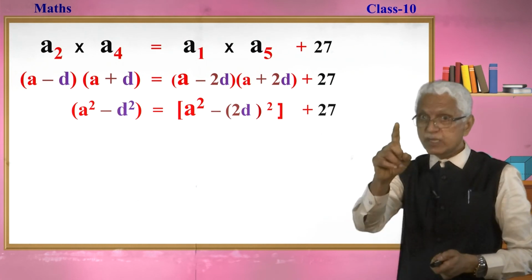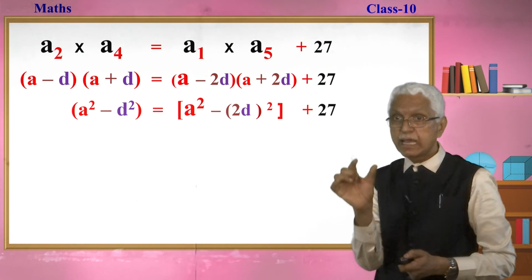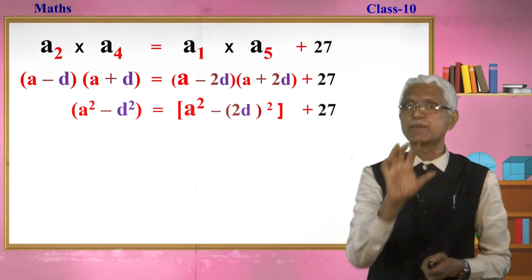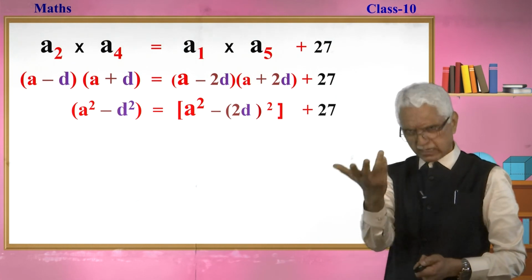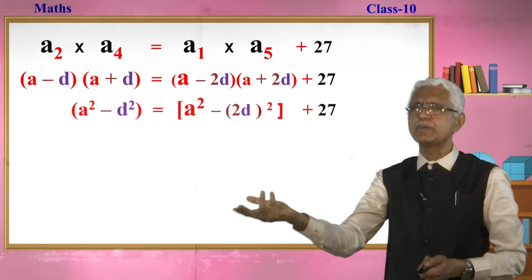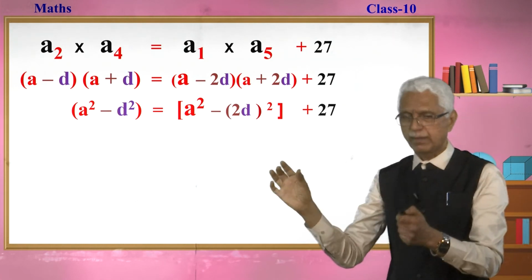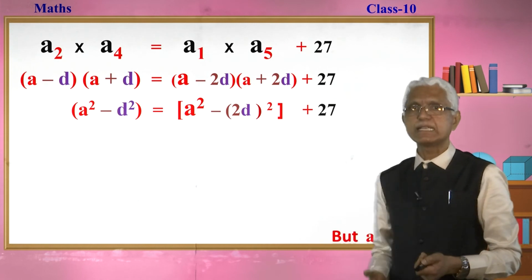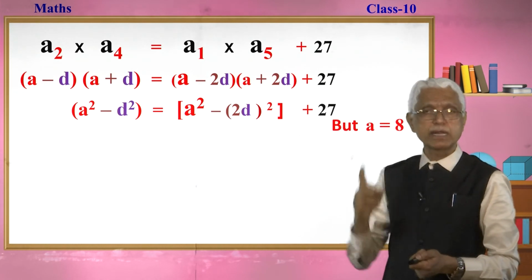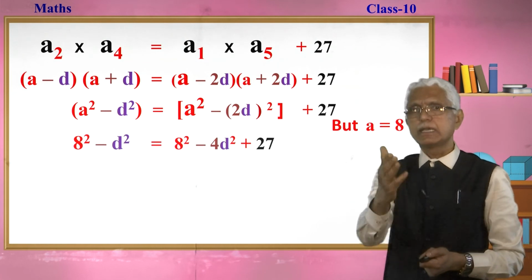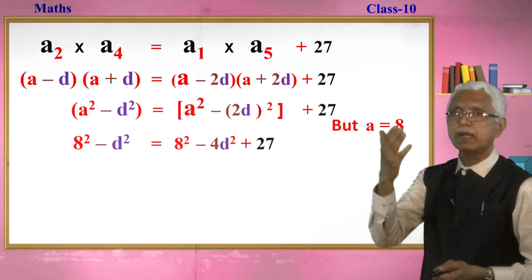Okay. Similarly, my dear children, an identity is observed there. A plus 2d into a minus 2d is a square minus 2d whole square. Correct. It is in the form of a plus b into a minus b. So, a square minus 4d square plus 27. Simplification. But you know already a is 8. You have already found out. Substitute: 8 square minus d square is equal to 8 square minus 4d square plus 27.